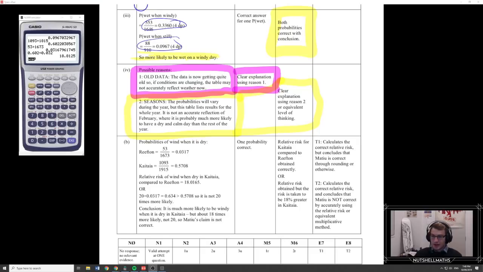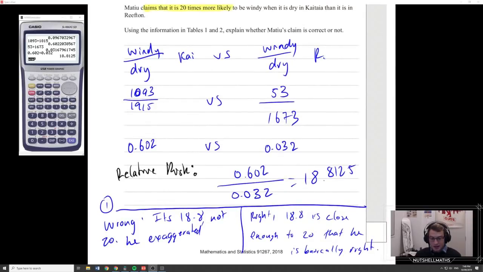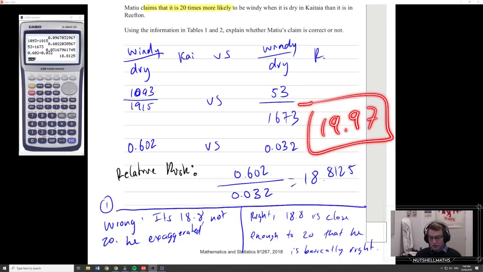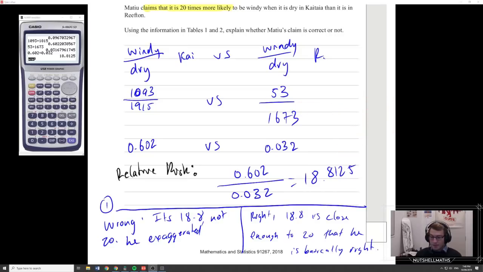So if it says 20 times and it is actually 18, like in this example here, then you say no, he's exaggerating, and leave it at that. If it was like 19.97, then I would say, yeah, he's all good. But this is quite an exaggeration. You sort of have to just take it with a pinch of salt, right?